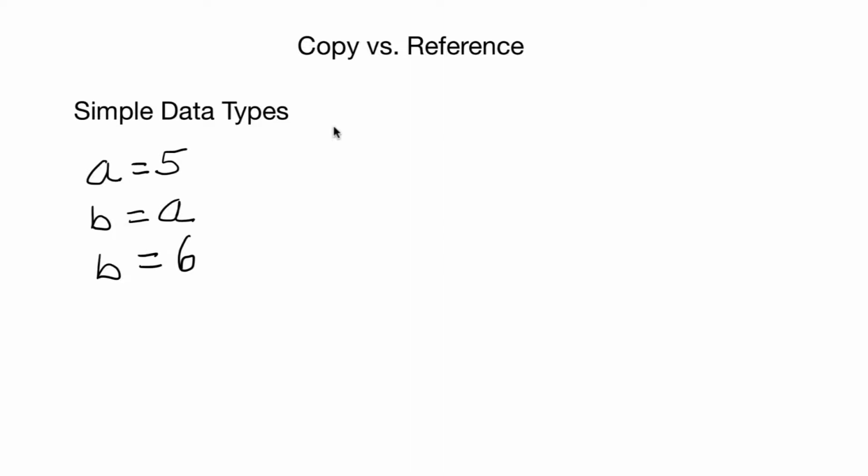Welcome to this CIS 101 video about copy versus reference. And what we're really focusing on is what happens to our data when we assign it a different name. Like in this instance, we have a variable A that's holding 5, and we assign that variable a new name. And what happens when we change what B is holding to be equal to 6?